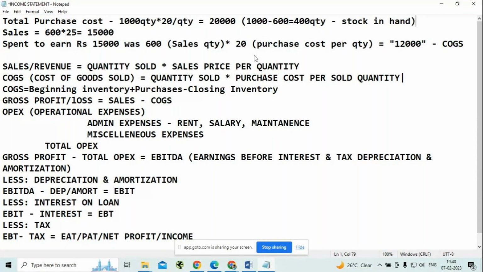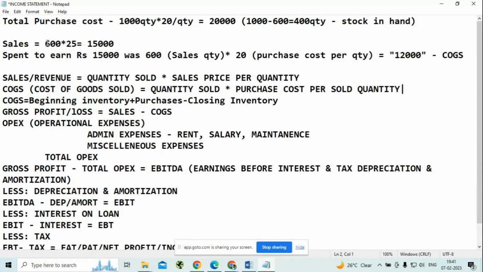So now you can sell this 400 quantity for 25 rupees also, or more than that. It depends upon the demand. For this particular period, we were able to make sales of only 600 quantity, but even that, we made a profit. So how much profit did we make? It is 3,000. Is that clear?